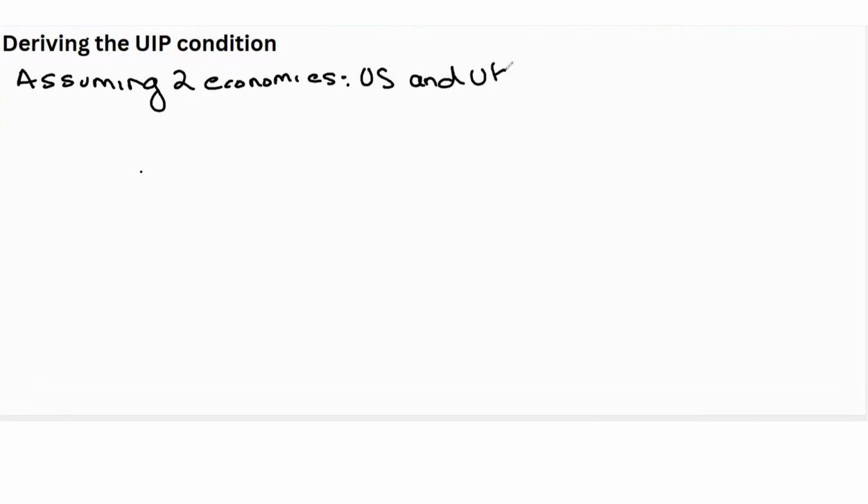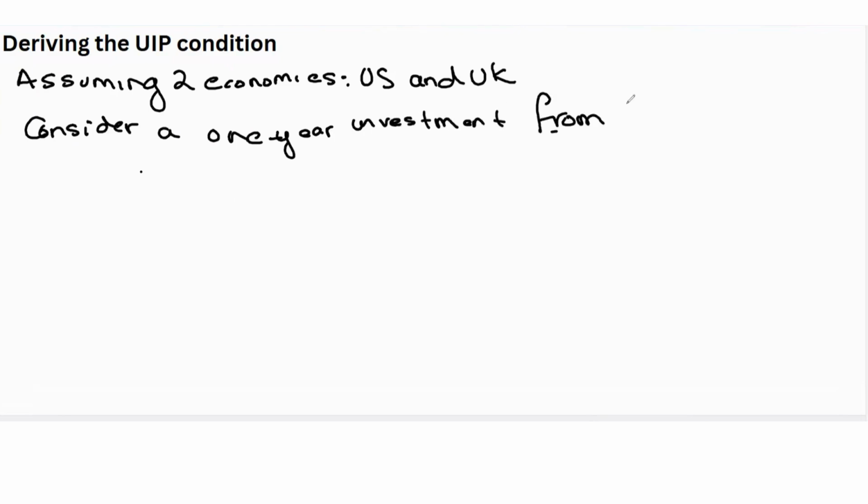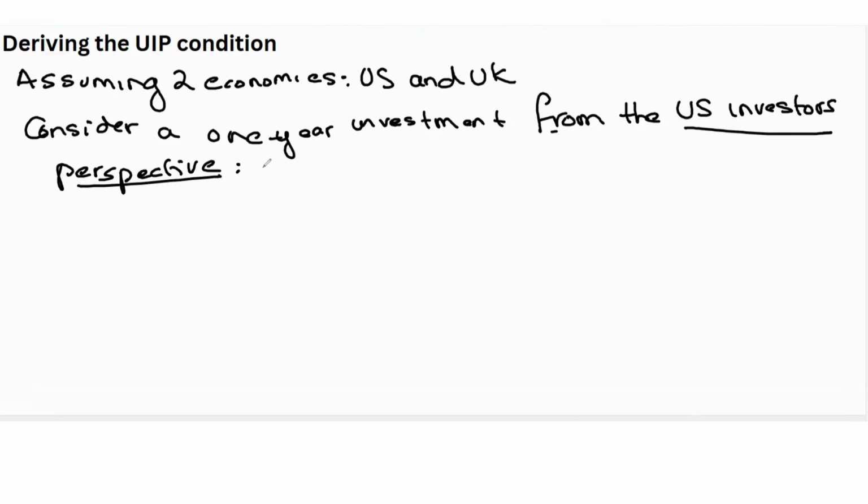To derive the uncovered interest condition, we're assuming two economies, US and UK. And we're going to consider a 1-year investment from the US investor's perspective. So we want to look at all of this from the US investor's perspective.